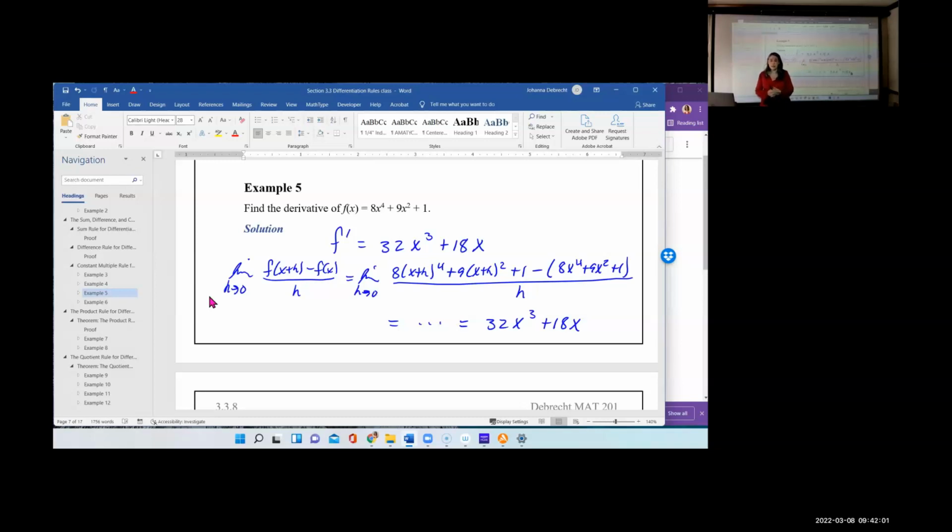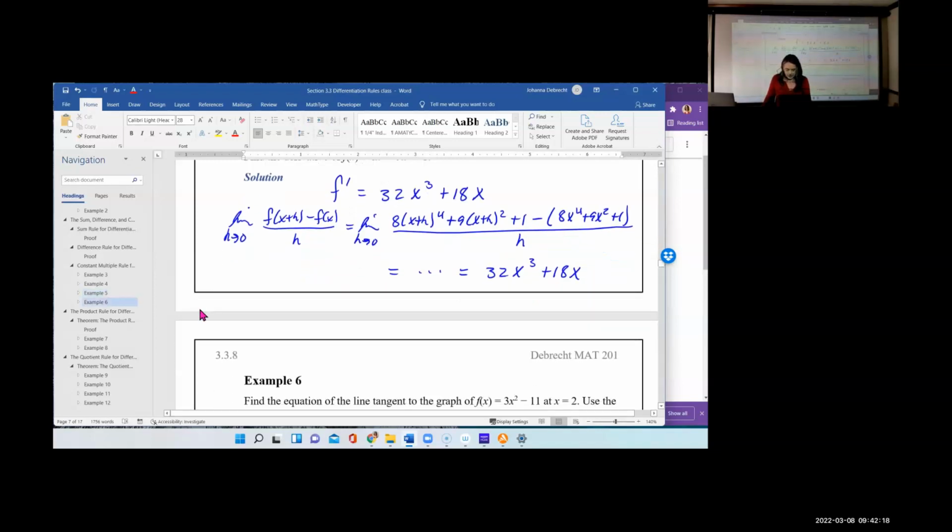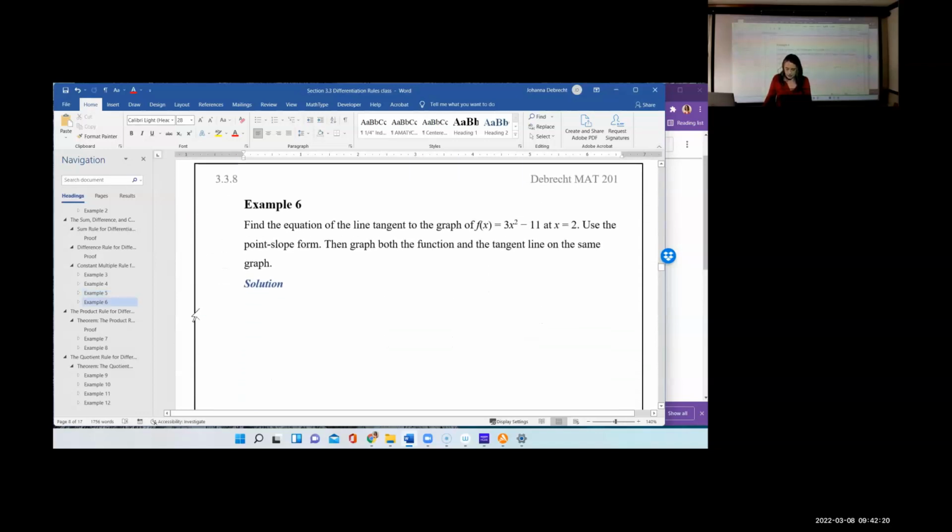But it would probably take us another 10 minutes to do one like this. It's quite complicated when you have to multiply by itself 4 times, right? It would become algebraically difficult. But the short rule gives us the answer very quickly, right? Let's take a look now at example 6.